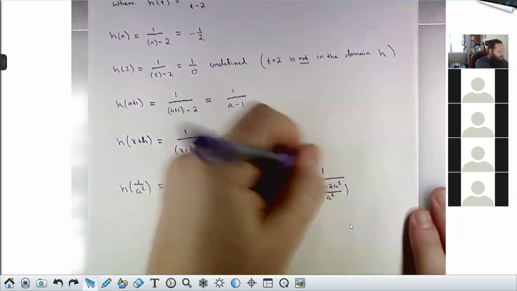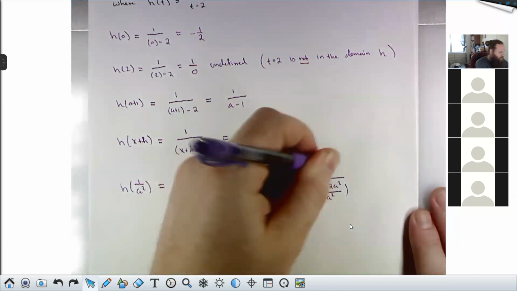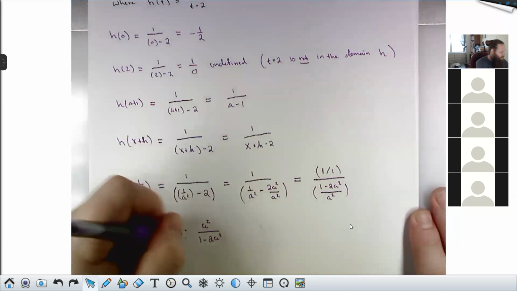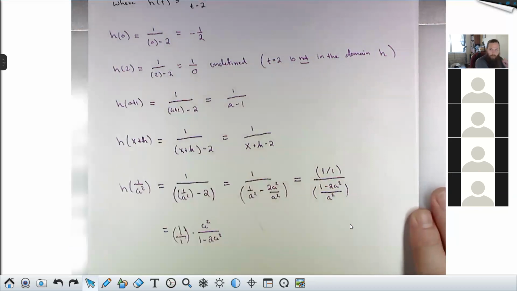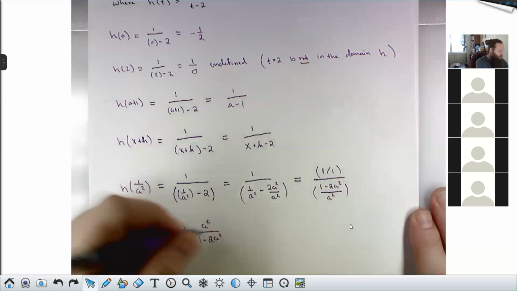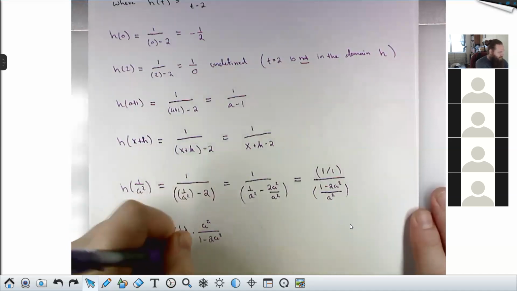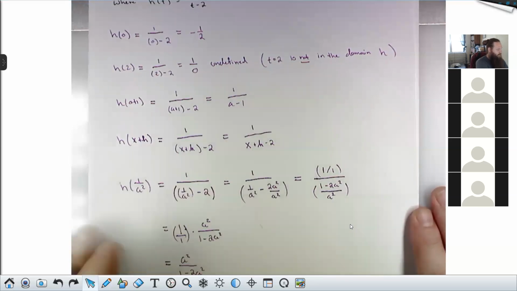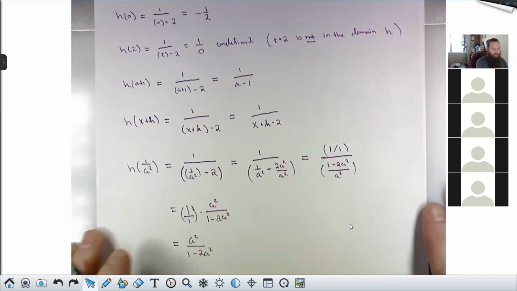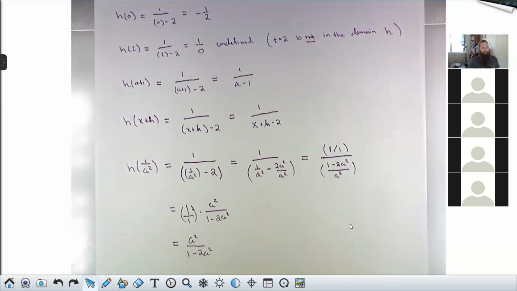So really what I'm thinking of here is the numerator is like 1 over 1, and this is like 1 over 1 times the flipped version of that denominator. But of course, multiplying by 1, you just get a squared over 1 minus 2a squared. So this would be our final answer for that last piece.